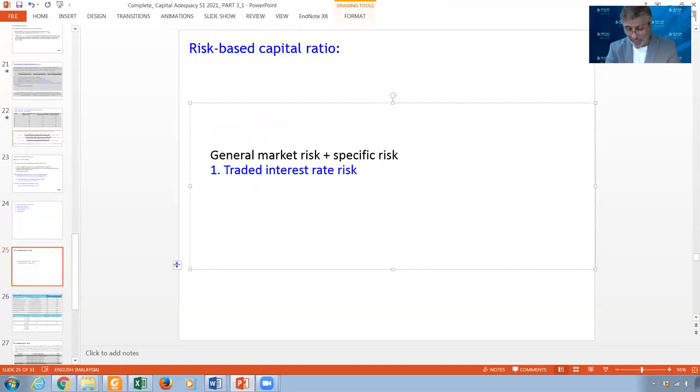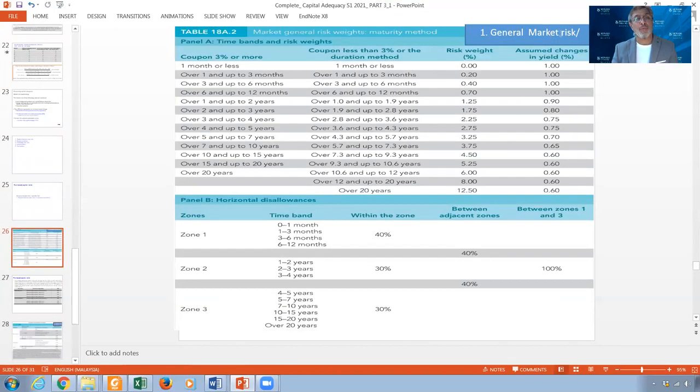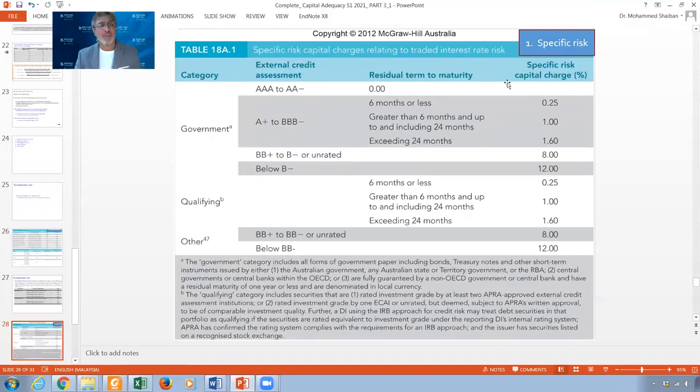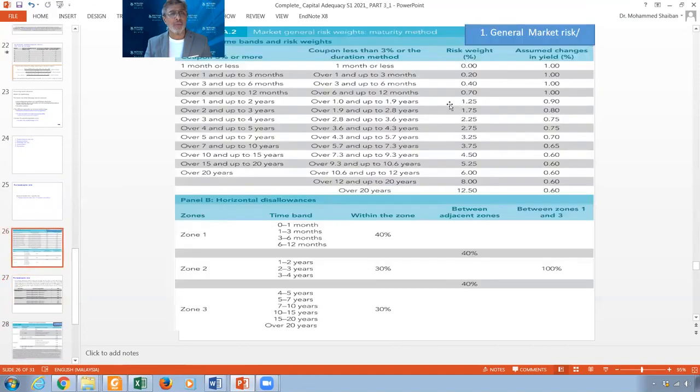This is for the fixed income, if you remember, fixed income securities, which has... they bring us this table. So we have general market risk and we have a specific market risk. Specific market risk means the risk that we have to the counterparty, but the general market risk is the risk which is related to the market.